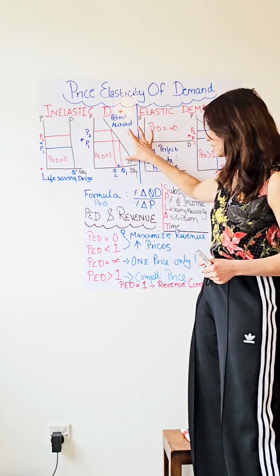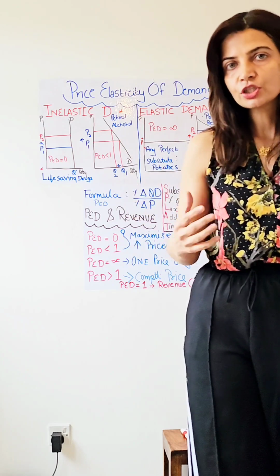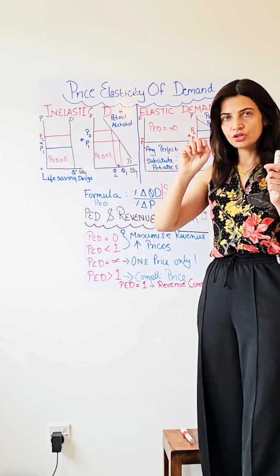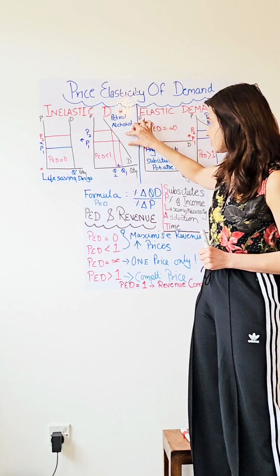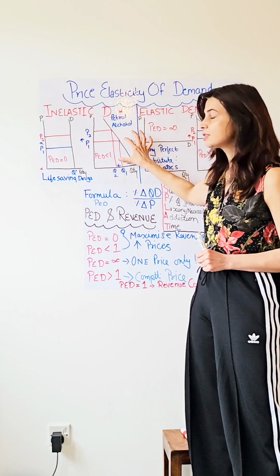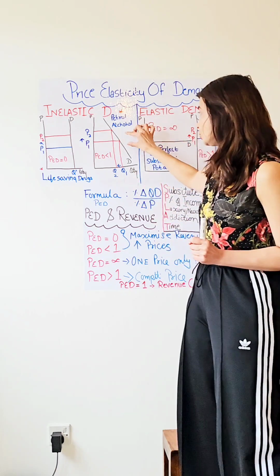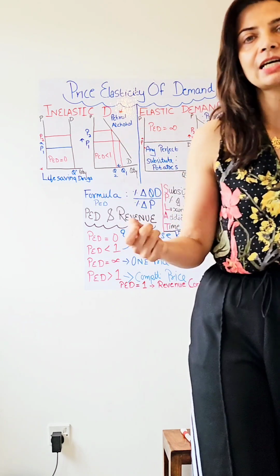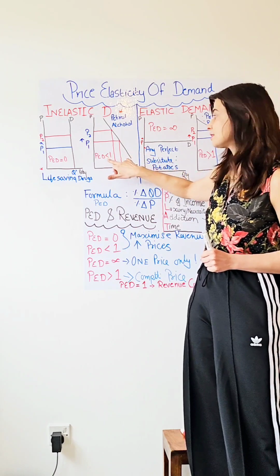Next one. The second one is also about inelastic demand. It is also about low sensitivity to change in price. But in this case, we can see that there is a slight change. There is a slight response in quantity being demanded. So in this case, if there is a change in the price, the change of the quantity demanded will be less than the change in price of the product. So not perfectly inelastic, but we are going to call it relatively inelastic demand. So in this case, price elasticity of demand will be less than 1.